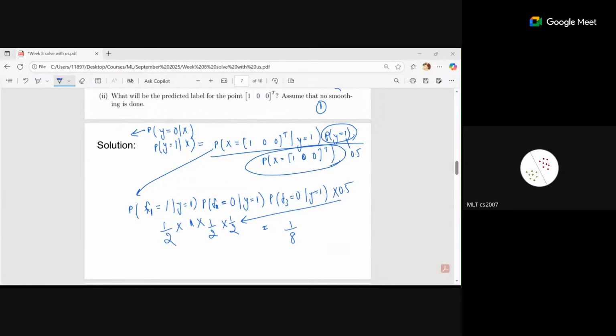Now, can you find it for y is equal to 0 given x? Yeah, you got it. The same process we can follow. Okay. All right, let's move to the next question.